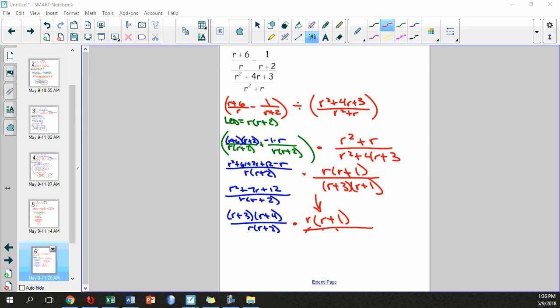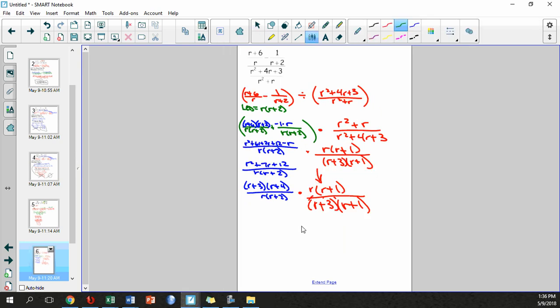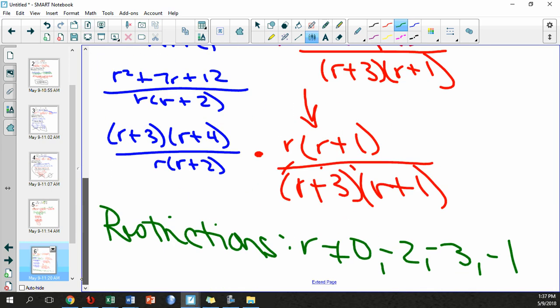Now, before I cancel out, what do I need to find? Restrictions. So what is my restrictions here? What can R not be? 0, -2, -3, -1. You've got to use all denominators, right? So from left to right, the R plus 3's cancel out, the R's cancel out, and the R plus 1's cancel out to leave you with R plus 4 over R plus 2.